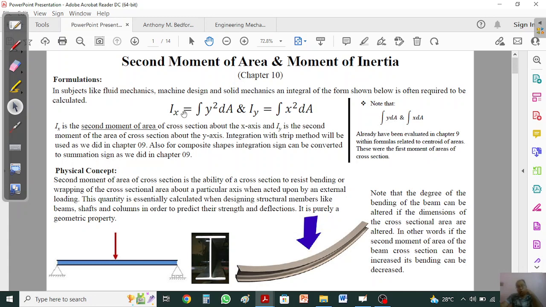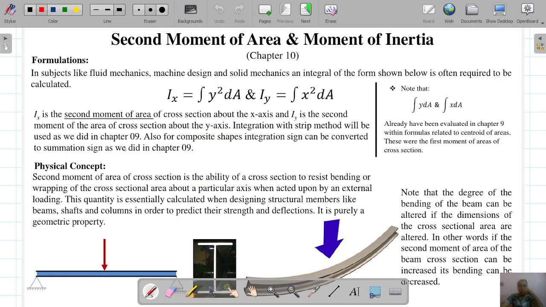And in chapter 10, we call it Ix equals integral of y squared dA and Iy equals integral of x squared dA. So this is termed the second moment of area. Okay, so what will we call it? We will call it second moment of area.